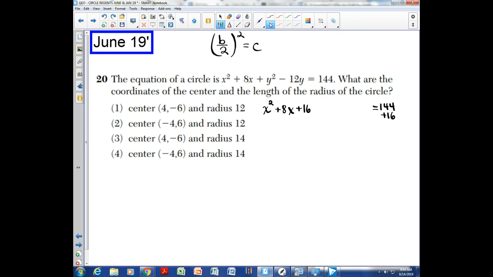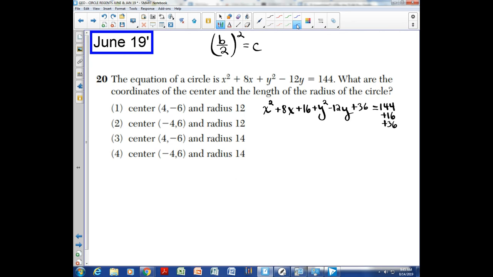Let's do the y's first before we factor that. Now I'm going to take down the y squared minus 12y. Again, my b is negative 12, so I'm going to take half of 12, which is 6, and square it, which is 36, always positive. If I add 36 here, I also have to add 36 over here. Now let's go back.